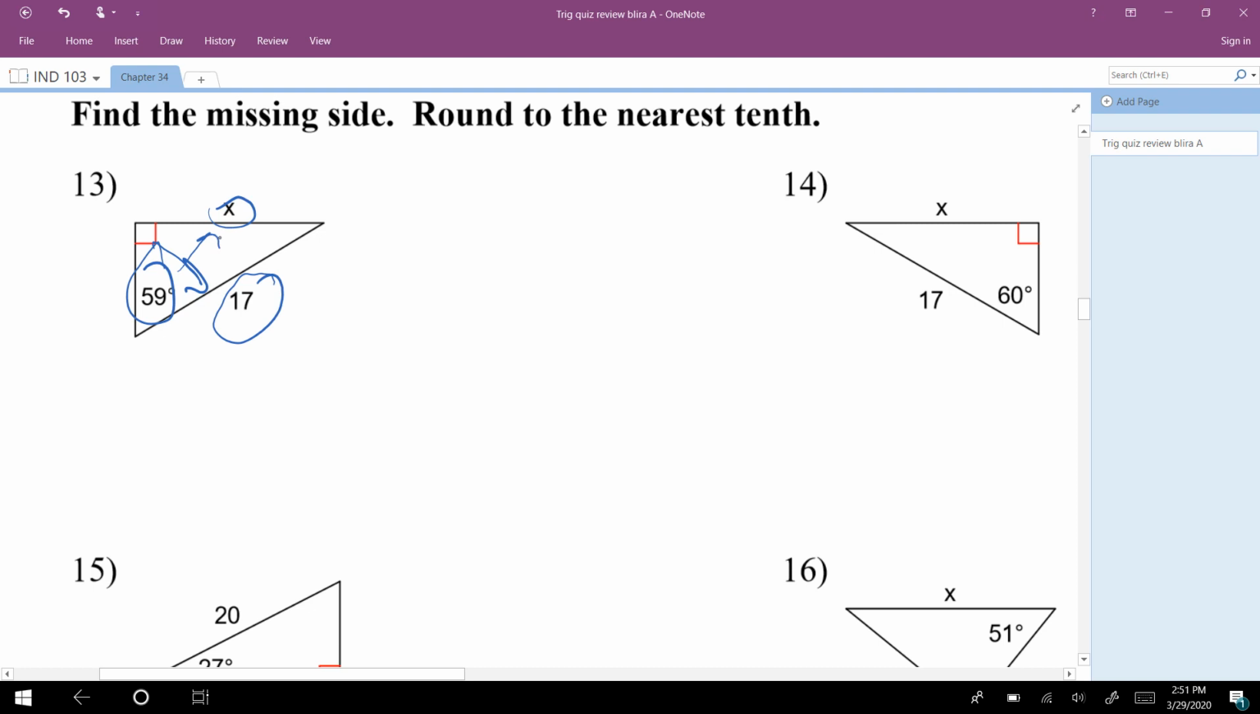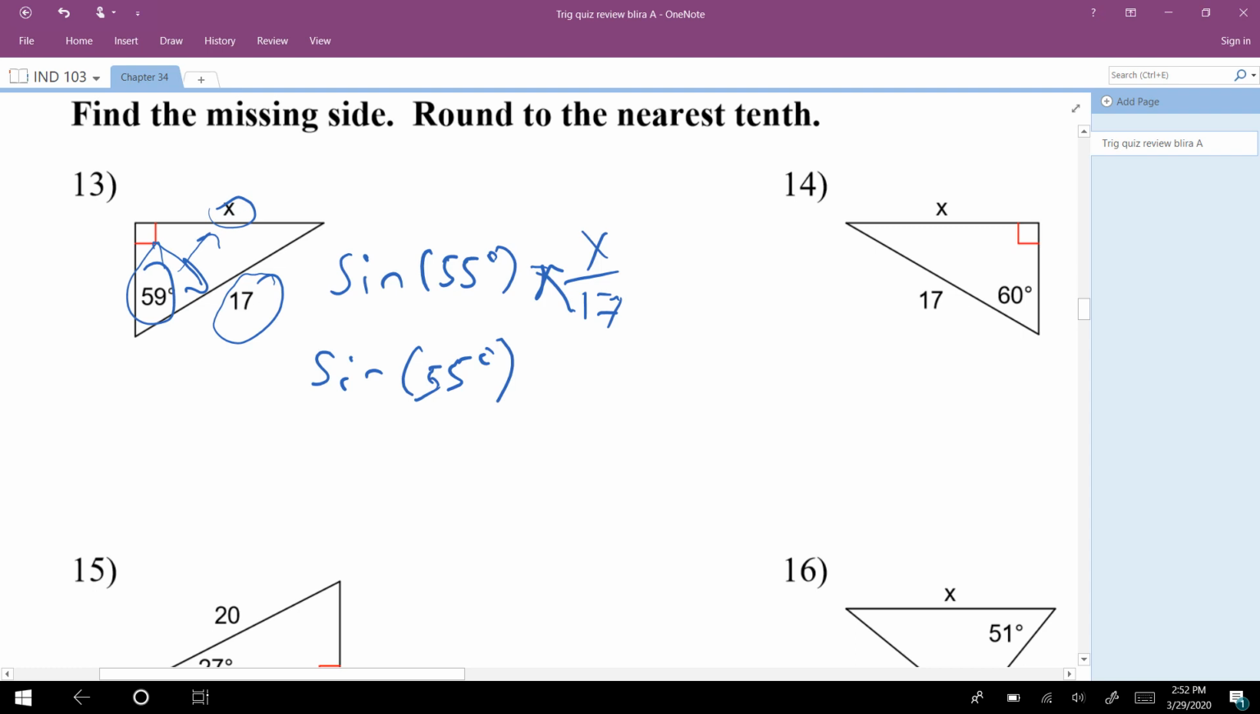So since we know we're dealing with the opposite and hypotenuse, what function are we going to use? Correct, sine. So we're going to set this up. Sine of 59 degrees is equal to x over 17. All right, so how are we going to find out what the answer is? We'll bring the 17 up, so it'll be sine of 55 degrees.